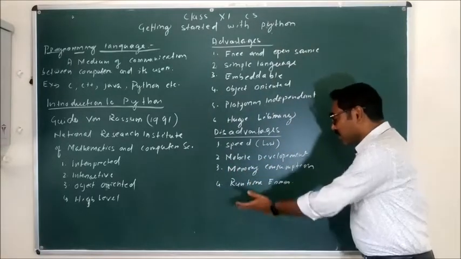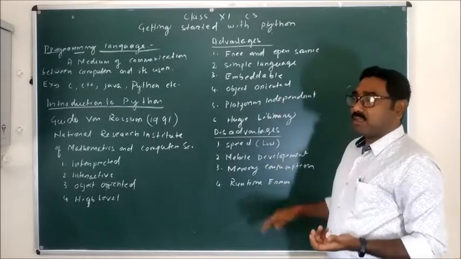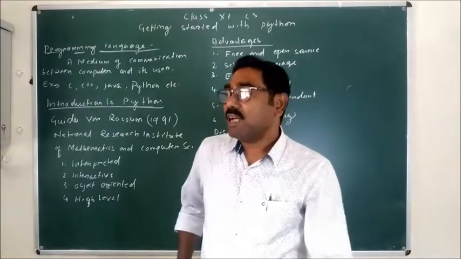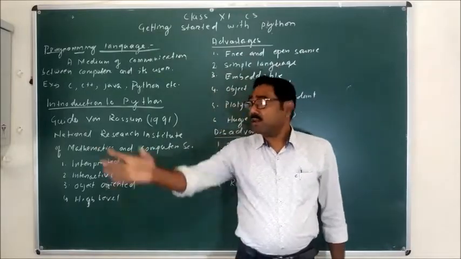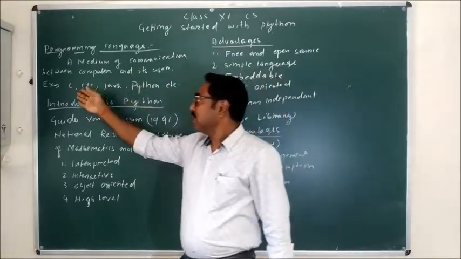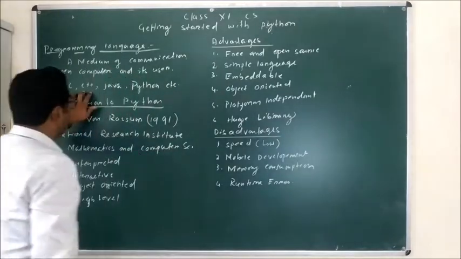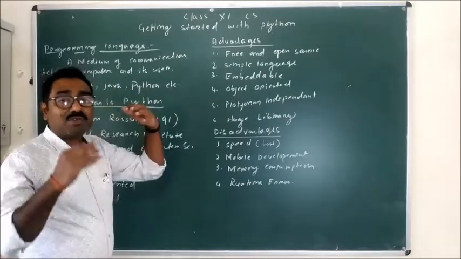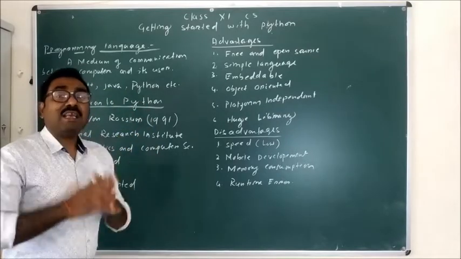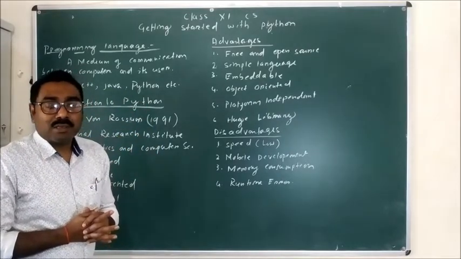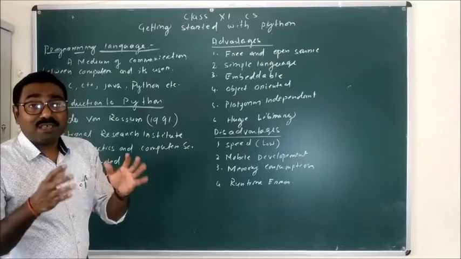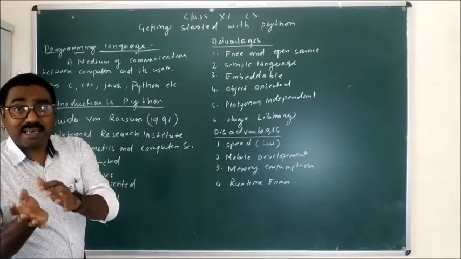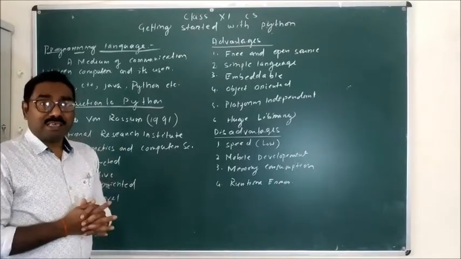Next is the runtime error. It is also a major problem in the case of Python. Runtime error, in the sense that, unlike Python, other programming languages like C and C++ use a compiler. So what happens in the case of a compiler? Suppose we have written 50 lines of code. All the 50 lines are converted and tested, then the program is executed.